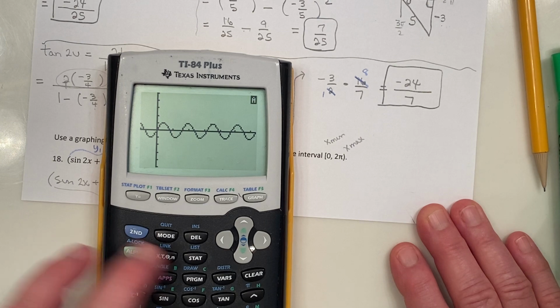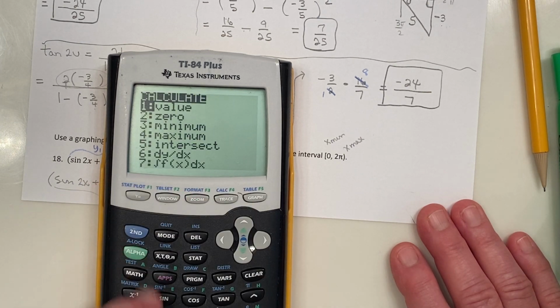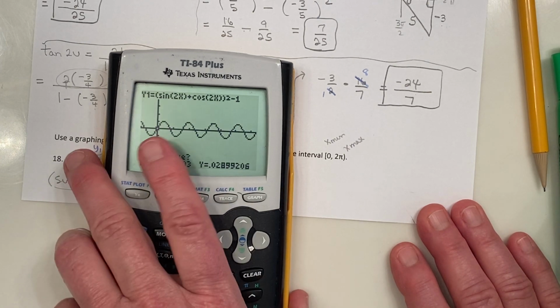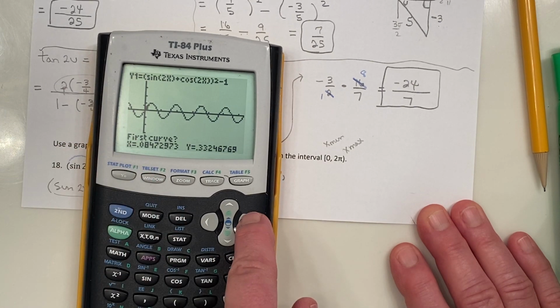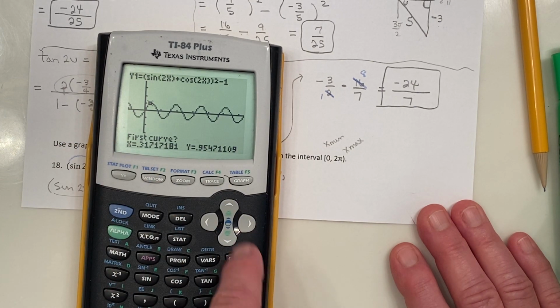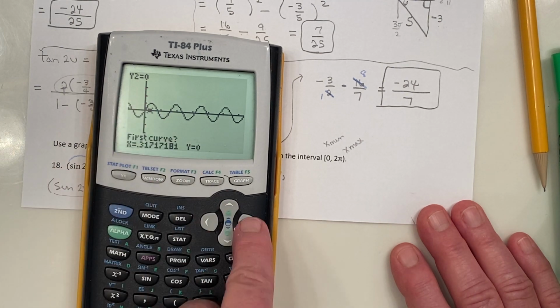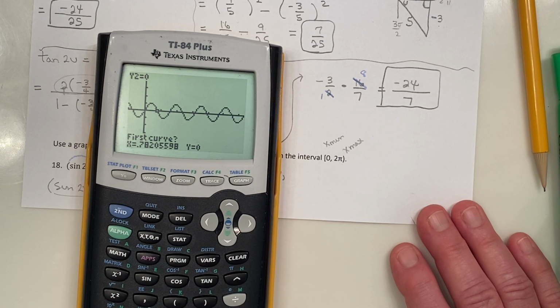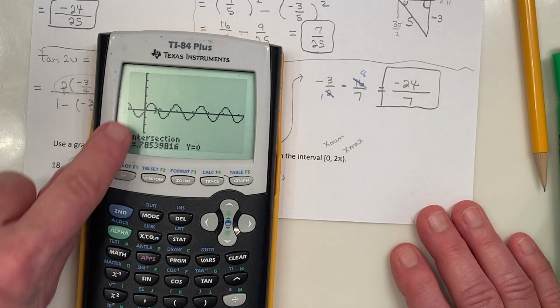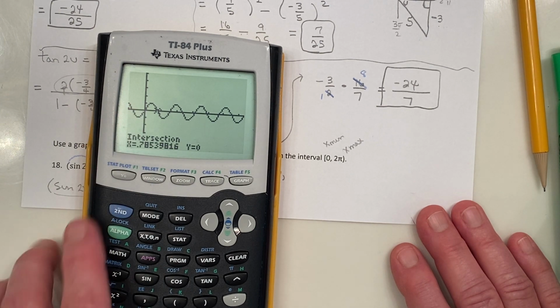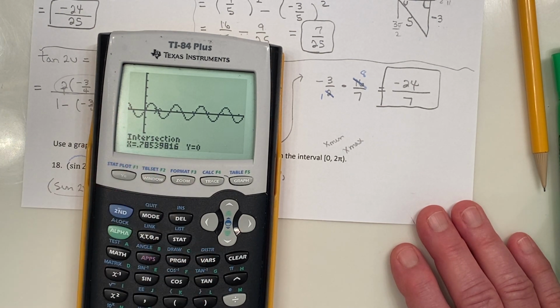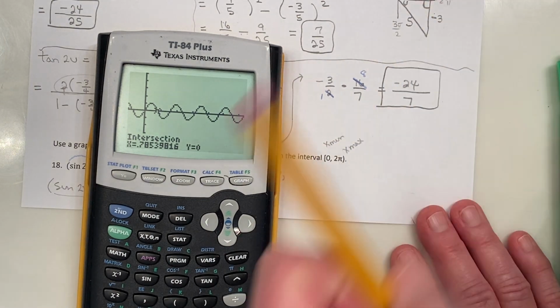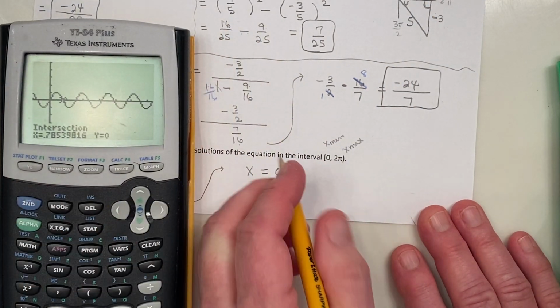So clear, second trace again, 5 for intersection, and just right arrow. Okay, if you want to stay on y1, that's fine. If you want to get there quicker, go up or down, get to y2, and hit right arrow. Okay, put yourself on what you think is the next solution. Hit enter 3 times. 1, 2, 3. Make sure that the cursor shows up at where you want that intersection. Round to 3 decimals. 0.785.